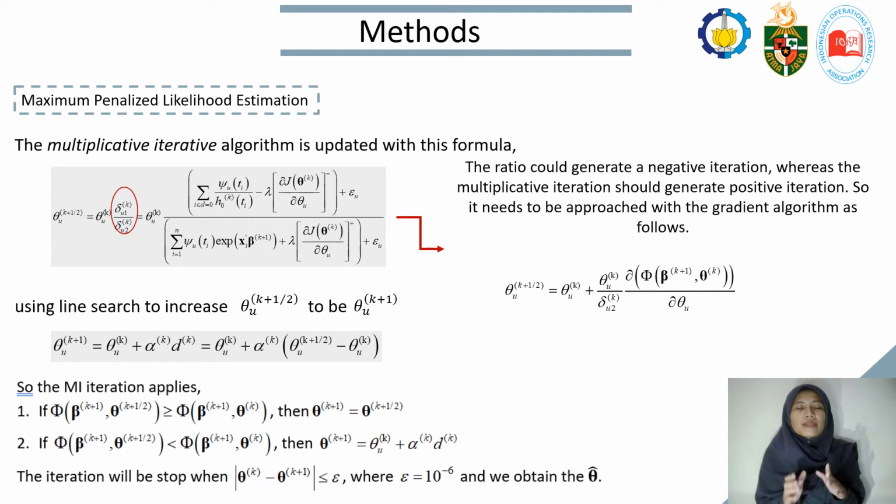So the maximum multiplicative iterative iteration applies like this. The iteration will be stopped when theta at iteration k minus theta at iteration k plus 1 is less than epsilon, where epsilon is 10 to the power of minus 6, and we obtain theta.